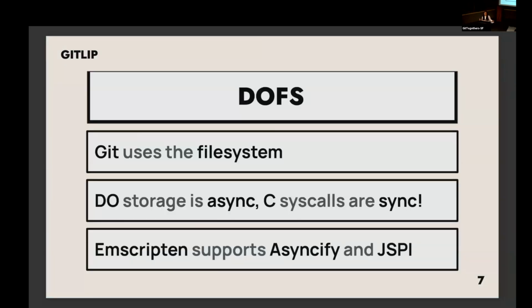So, we all know Git uses the file system for persistence. We're compiling our Git server to WebAssembly. For WebAssembly, there is a standard called WASI that, among other things, defines a file system interface. It's supported by some platforms, but in Cloudflare Workers, it's in the experimental stage.